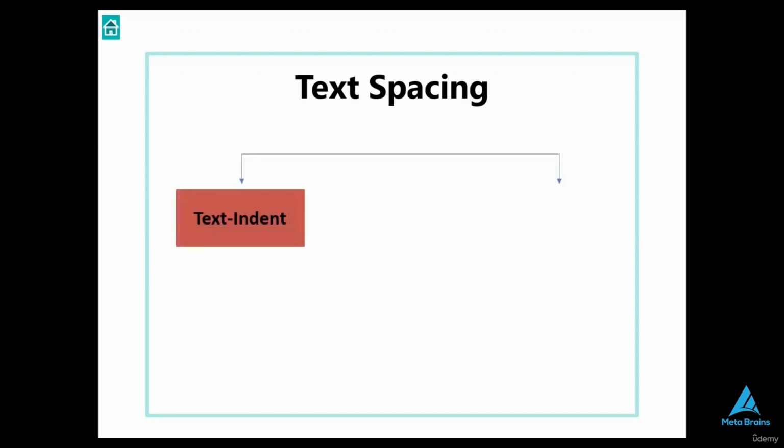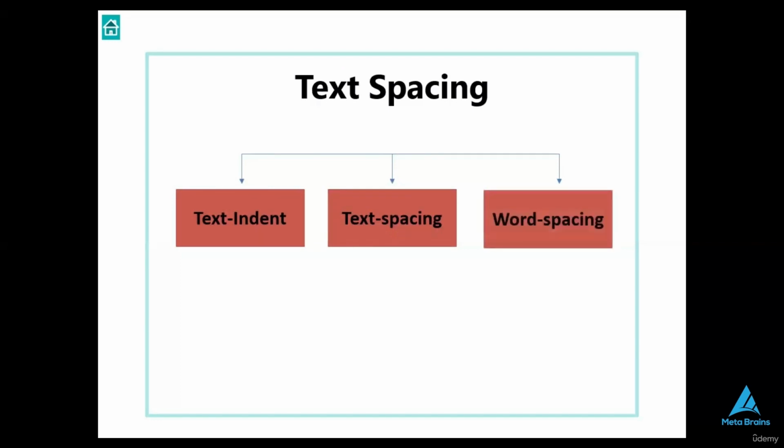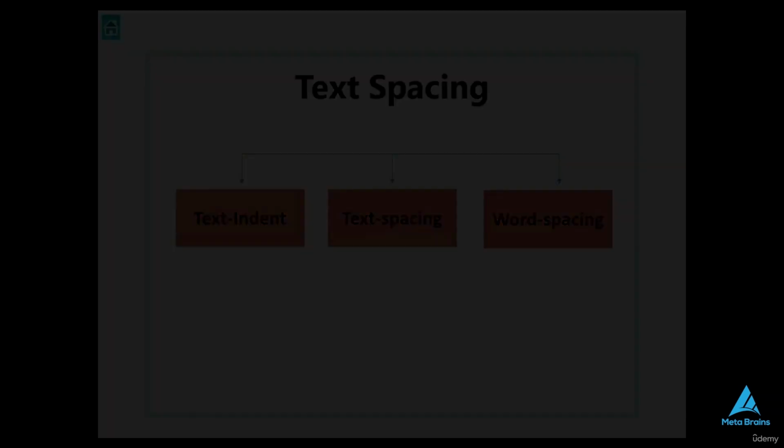The first property is text indent. It will specify the point from which the text will start. Next, we have letter spacing. It will define how much space is needed between the letters of a block of text. Lastly, we have word spacing. This will specify how much space is needed between different words in a sentence. Alright, let's now move to VS Code and see how all these properties work in practice.